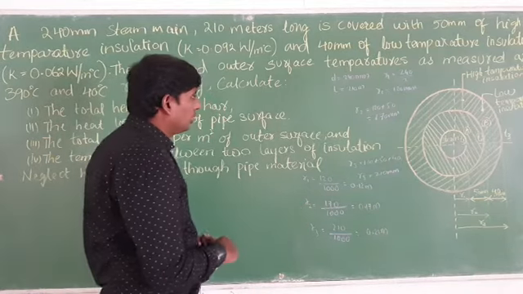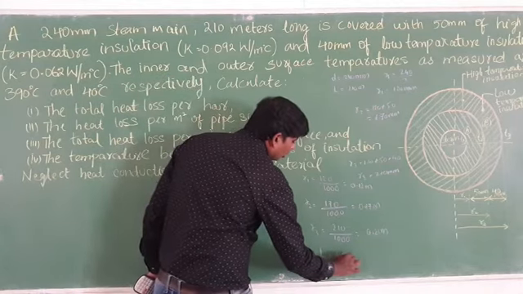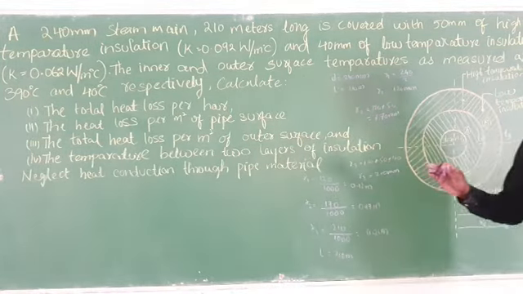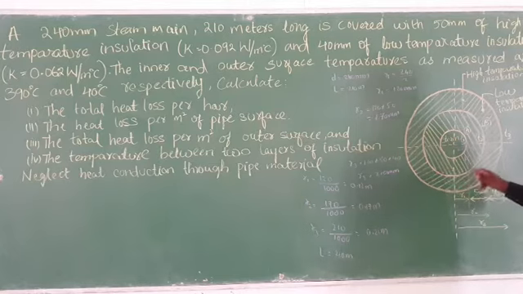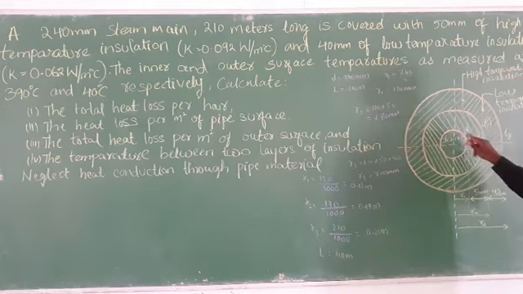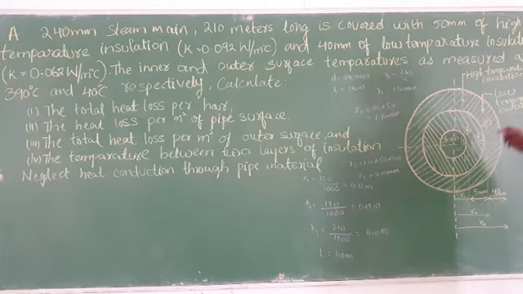After that, the length is given in your question, already in meters. Length is equal to 210 meter. Now what you have to do: this is your steam pipe. After the steam pipe, what is the name of this material? High temperature insulator. Assume this one as A, and the low temperature insulator, assume this one as B.